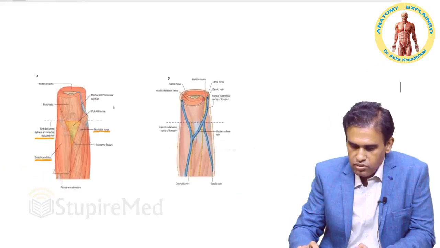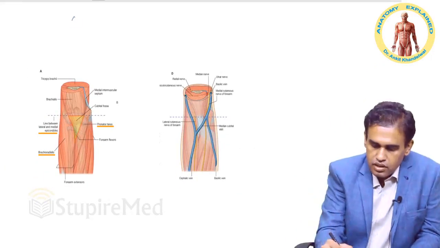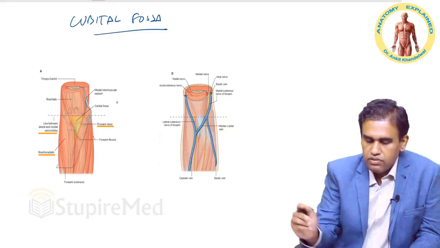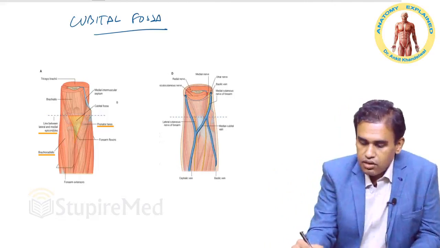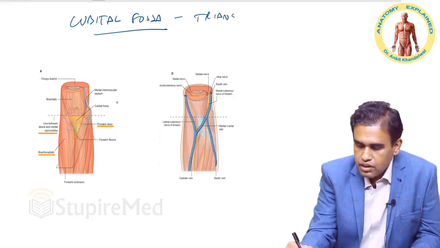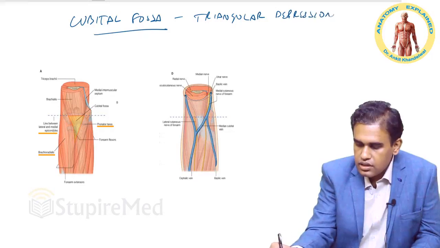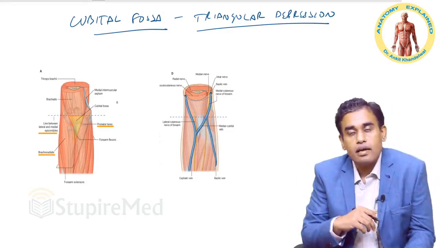We now reach the cubital fossa, another high-yield topic. The cubital fossa is the area that is right in front of the elbow joint. It is a triangular depression right in front of the elbow joint.